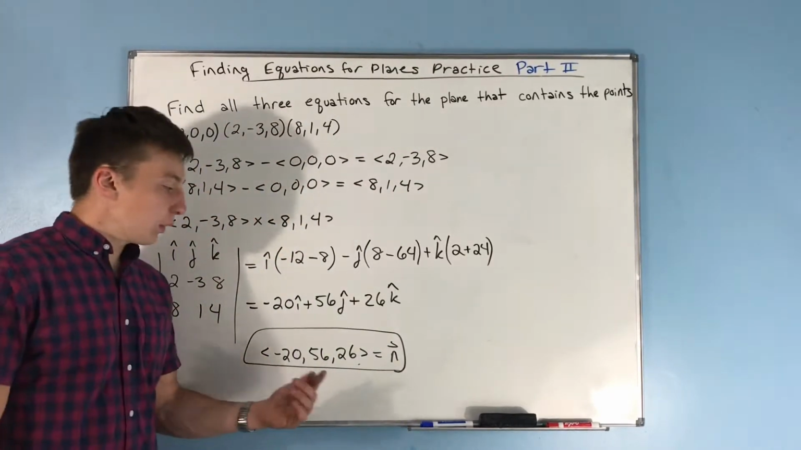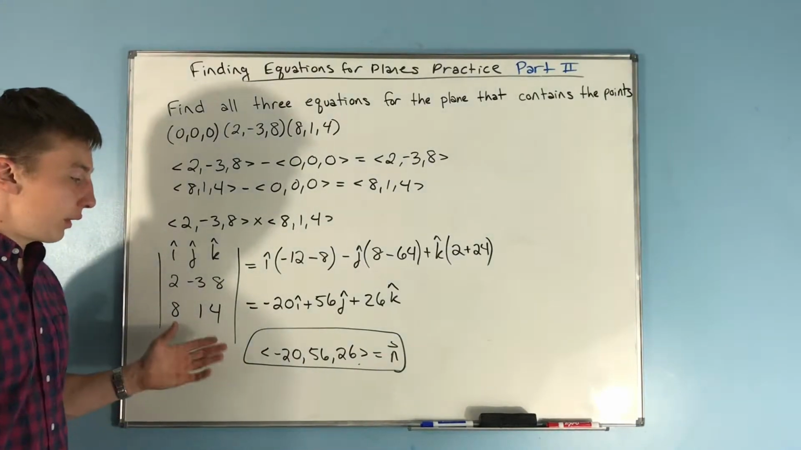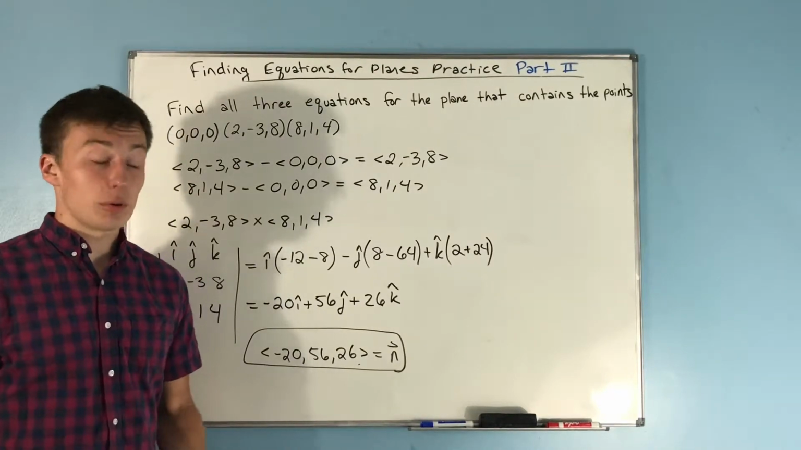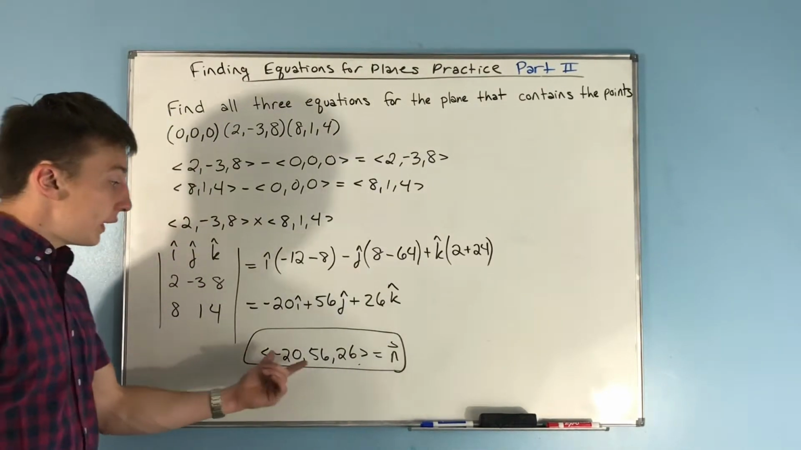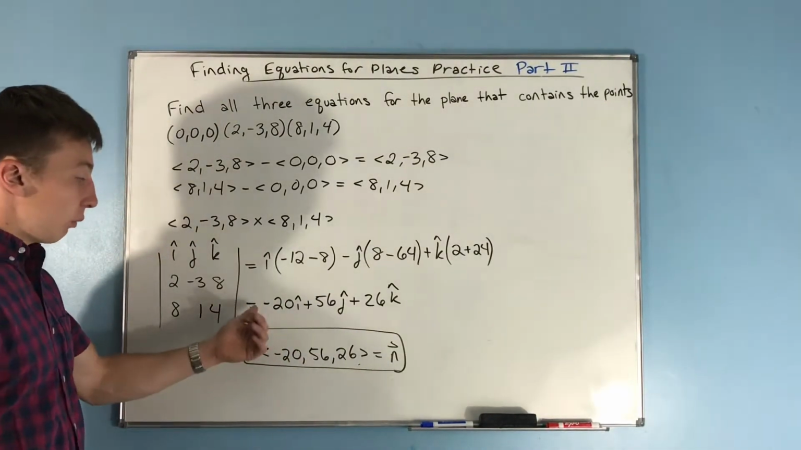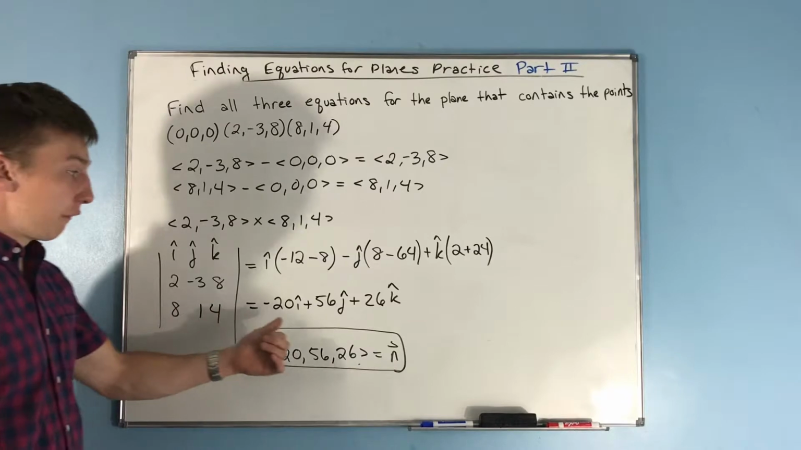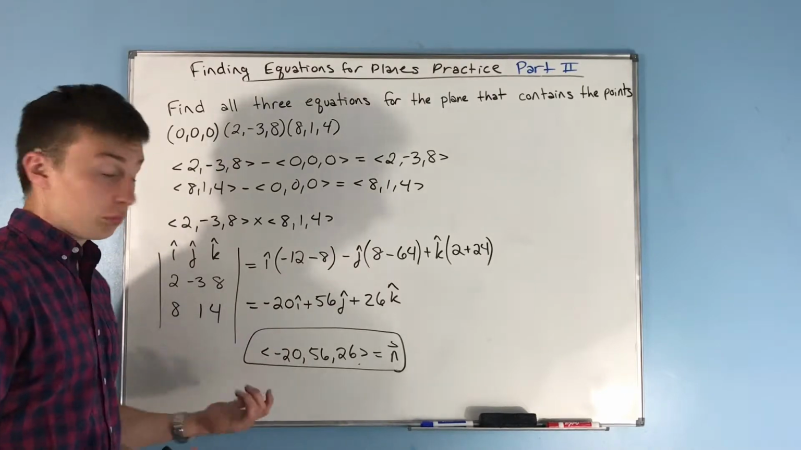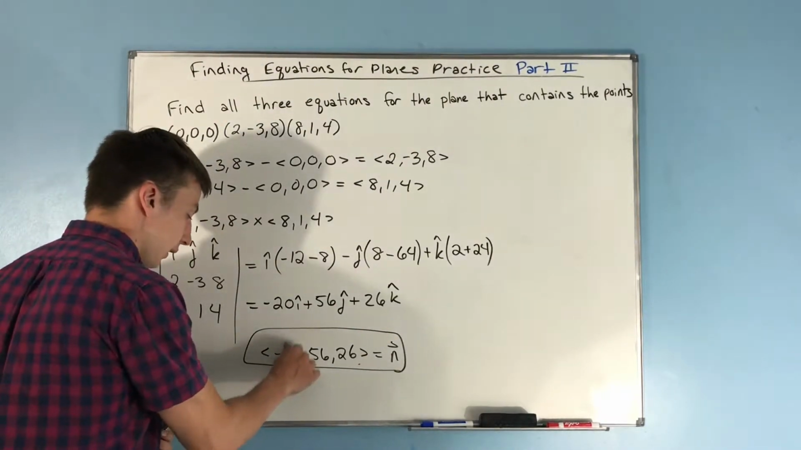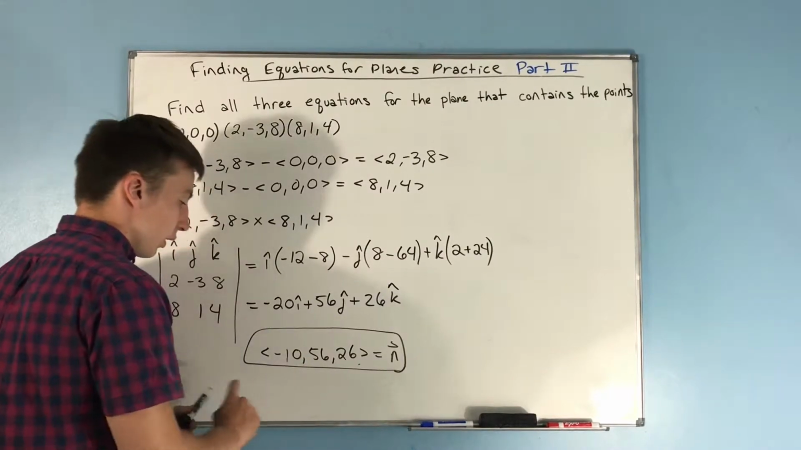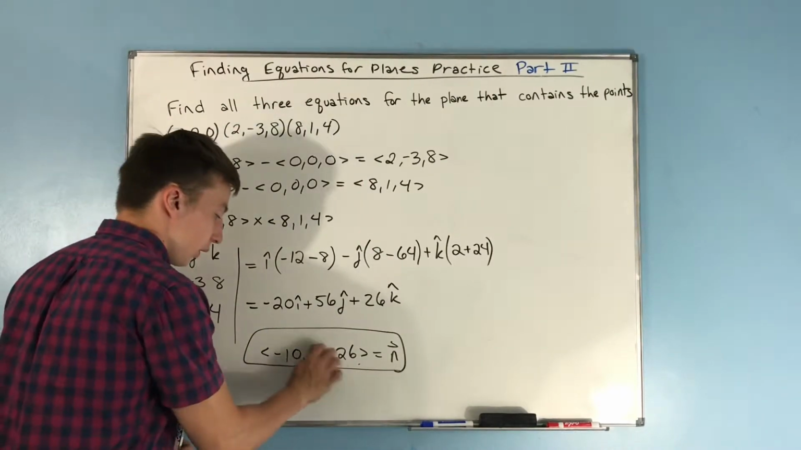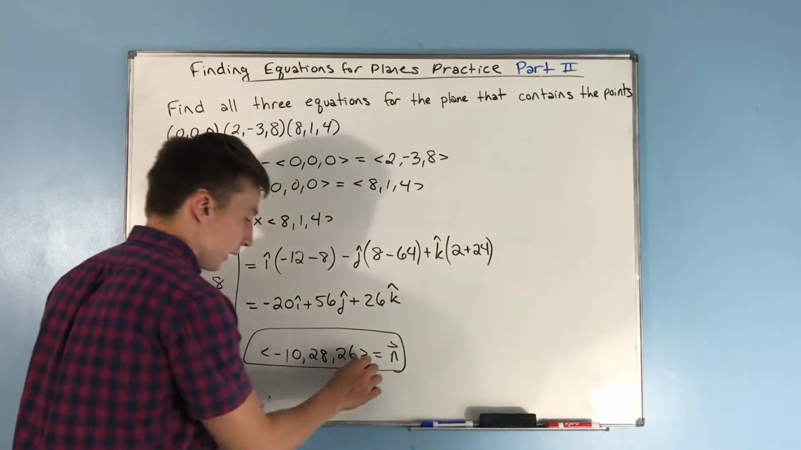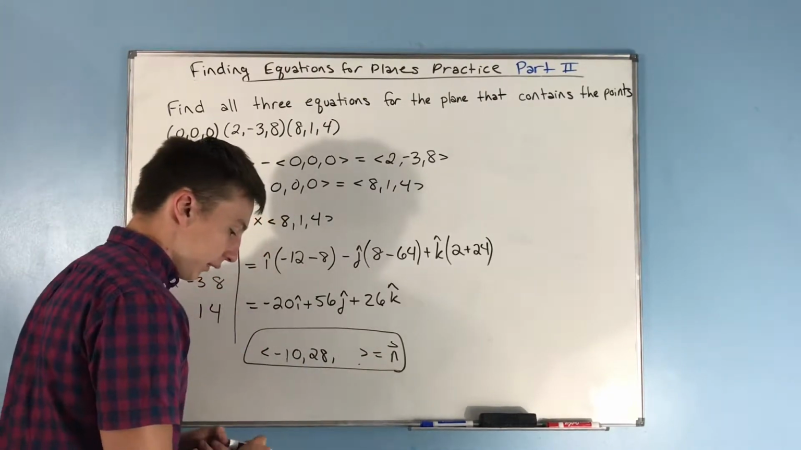Now, real quick, in the last video I talked about how we could take out common factors, because it's still going to be a vector that is normal to the plane. We can do the exact same thing here. Can we take out a 4? Well, no, because we have this 26 here. But we can take out a 2. If we take out a 2, we get -10, from 56 we get 28, and from 26 we get 13.